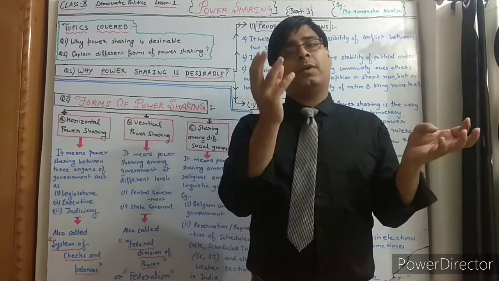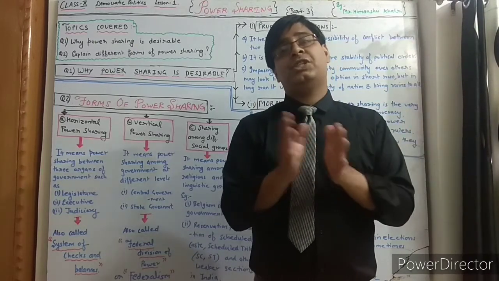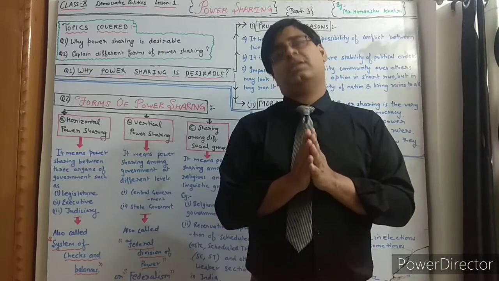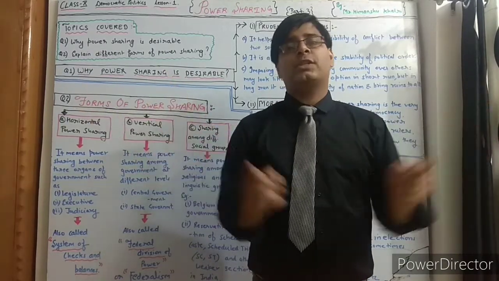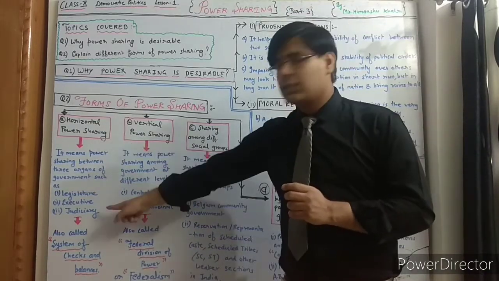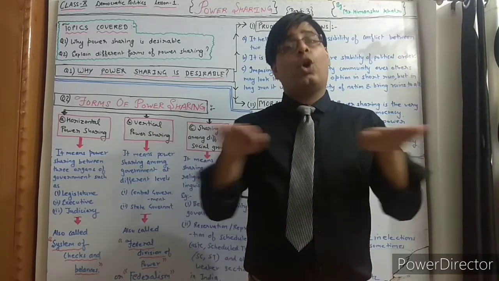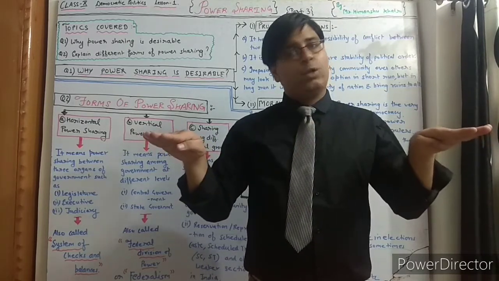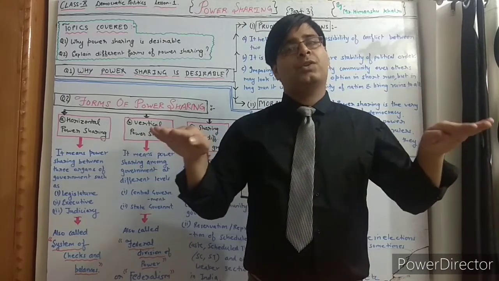Neither has unlimited power. Each can check, each can control over each other. Each can look into the functioning of each other. And in this way, a balance is maintained. That's why it is called a system of checks and balances. So this was the first form of power sharing, horizontal, because all are on the same level. Nobody is having more power than other. That's why it is the horizontal form of power sharing.